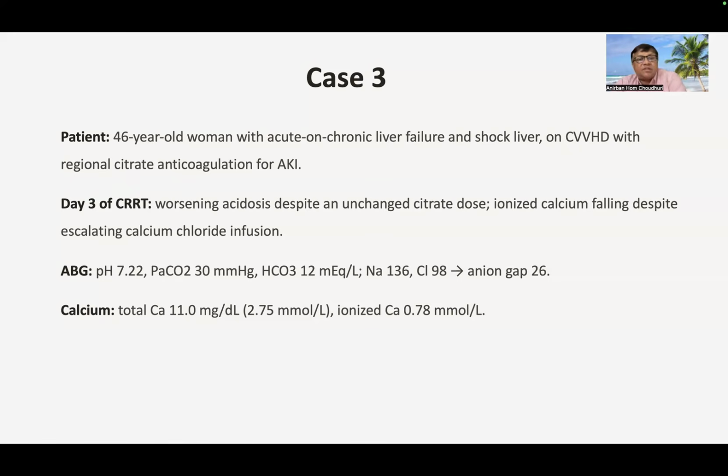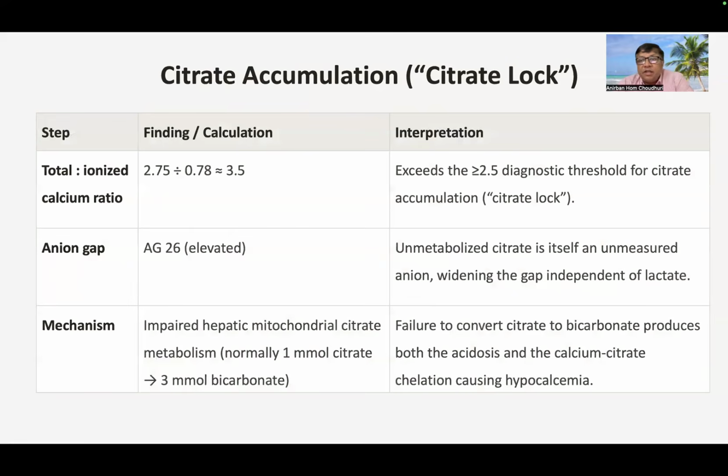The total calcium is 2.75 millimoles per liter, and ionized is 0.78. Now, what is to be understood or considered before interpreting the ABG?